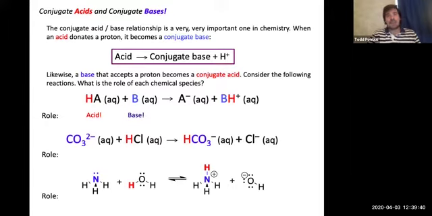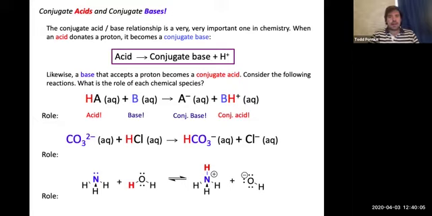Whatever the acid becomes after it loses its hydrogen is what's called a conjugate base. So our acid starts off with its proton, it gets rid of it, and the thing that it becomes is known as a conjugate base. Whereas the base, after it gains a proton, becomes known as a conjugate acid. So that's kind of a generic look.